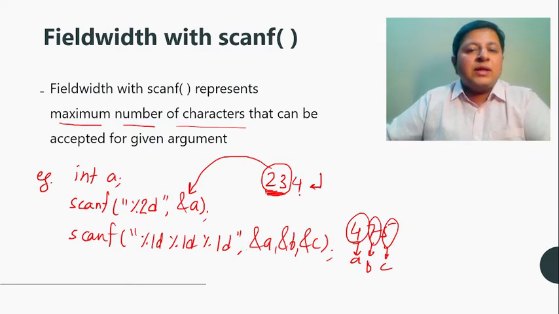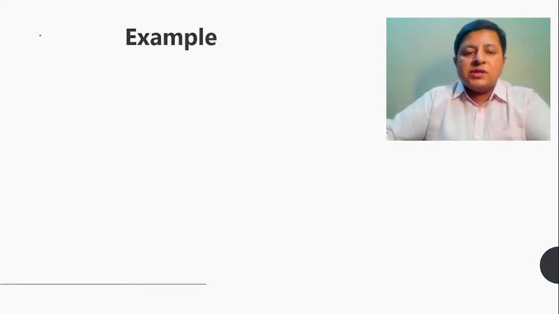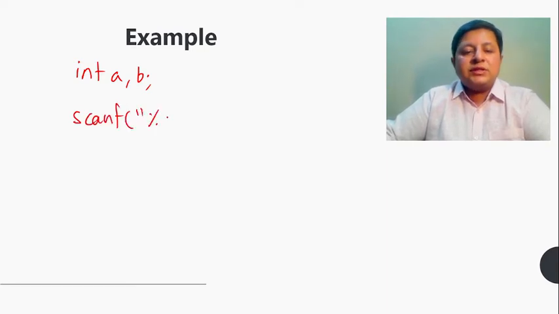Let us take one more example, to better understand how this may sometimes lead to confusion. Suppose this is what I have: int a, b; declared, then scanf("%2d %3d", &a, &b).